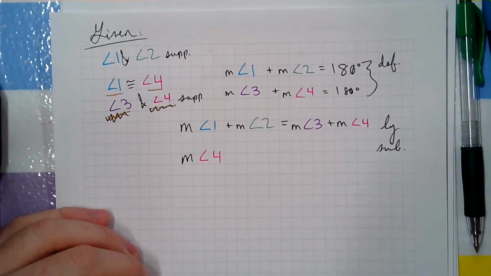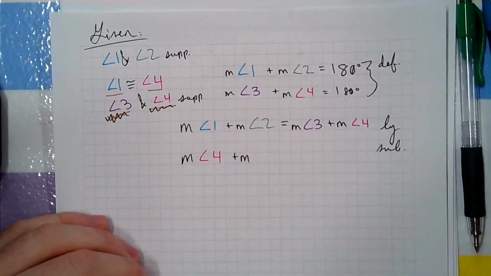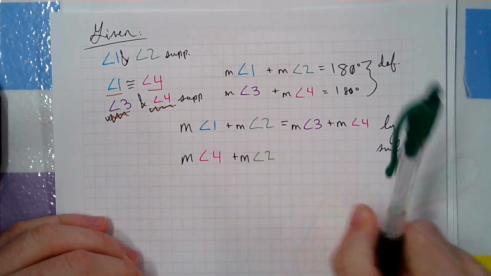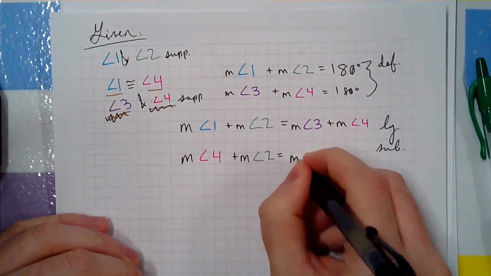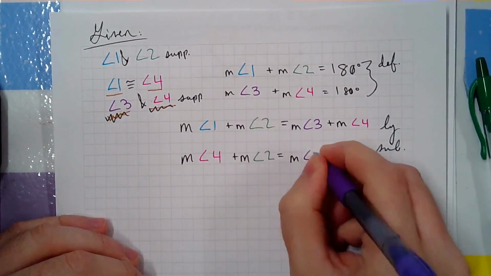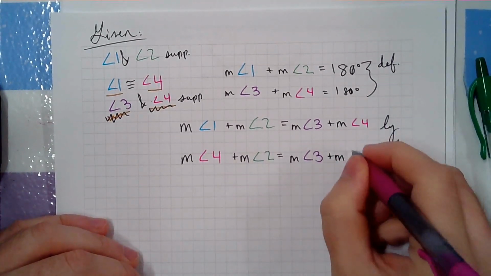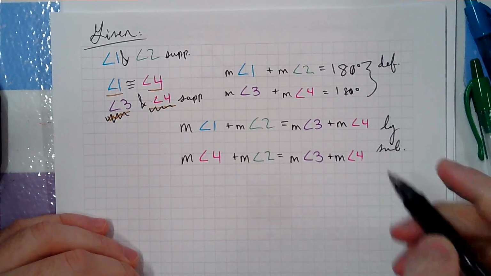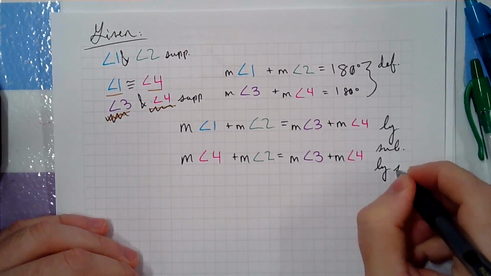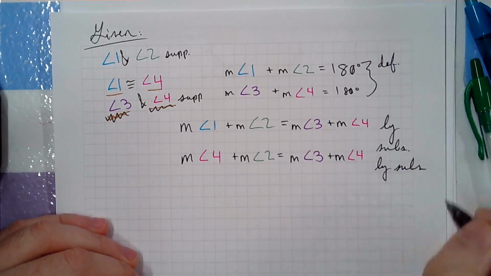So measure of angle 4 plus the measure of angle 2 equals the measure of angle 3 plus the measure of angle 4. And again, that's by subs. Don't forget your S.